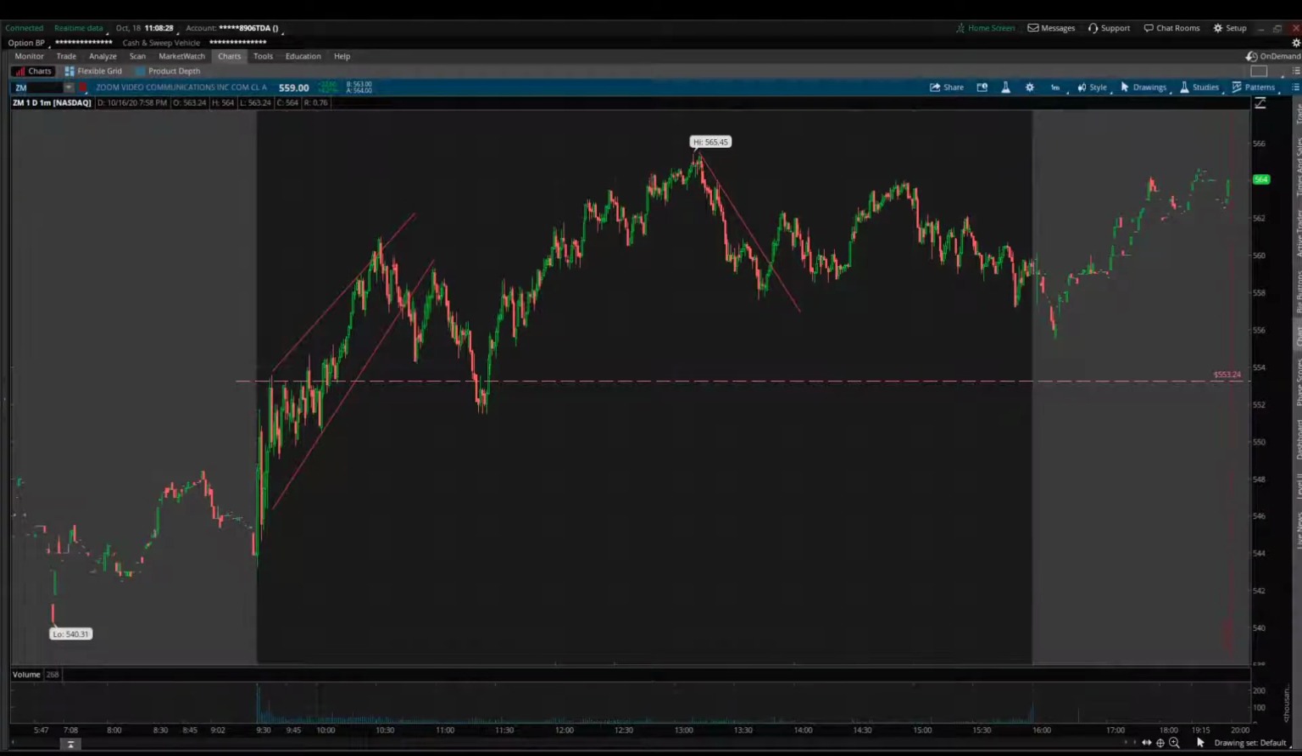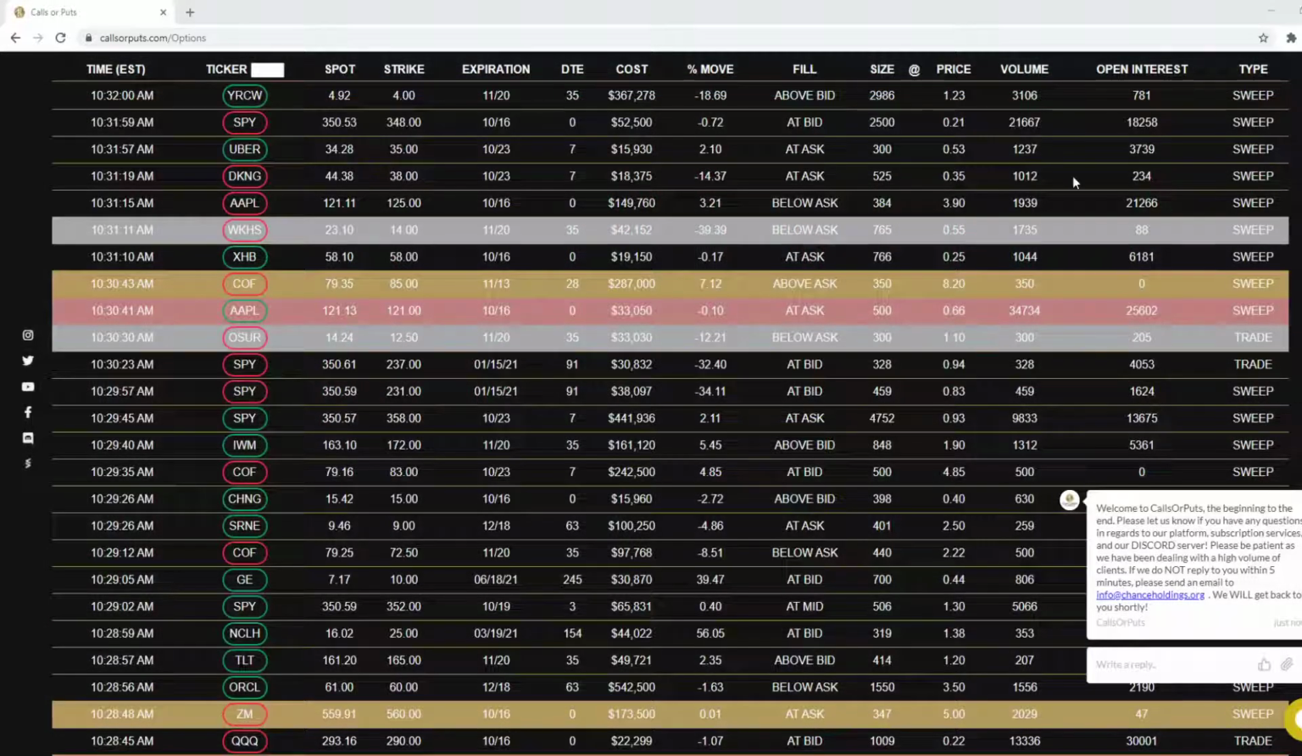Today I'm going to show you guys how I executed a trade on Zoom based off of the callsorputs.com platform. A lot of you have been asking me about how I use this platform. Today I'm going to show you. This is a platform that has some of the best filters that I use and created myself, and it's filtered to the way I want certain filters to be and to be highlighted.